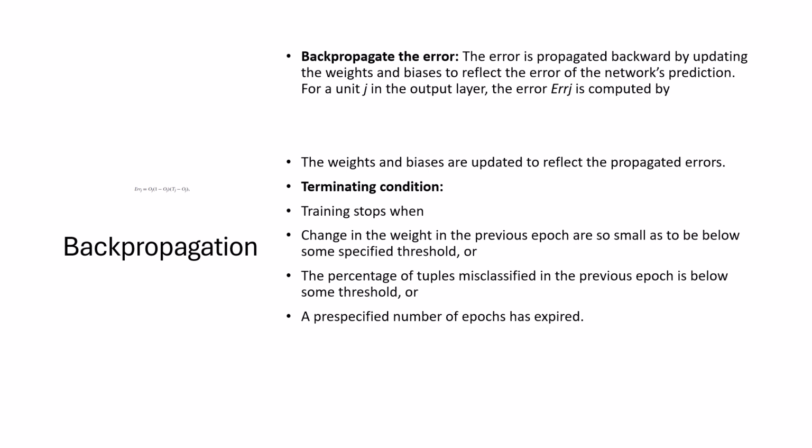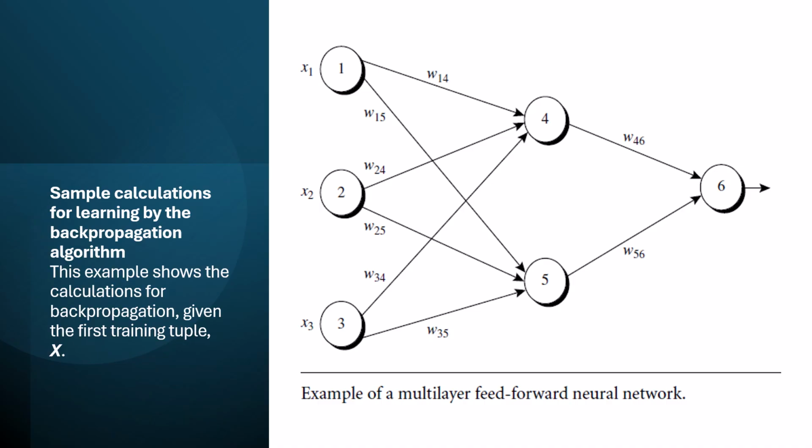The weights and bias are updated to reflect the propagated errors. Terminating conditions: training stops when the change in the weights in the previous epoch is so small as to be below some specified threshold, the percentage of tuples misclassified in the previous epoch is below some threshold, or a pre-specified number of epochs has expired.